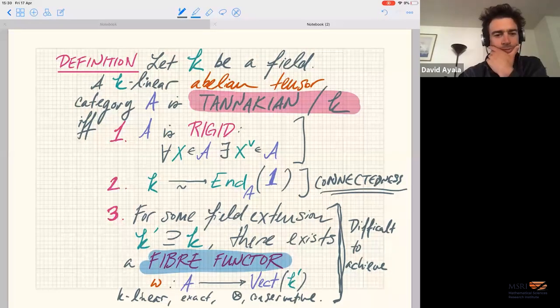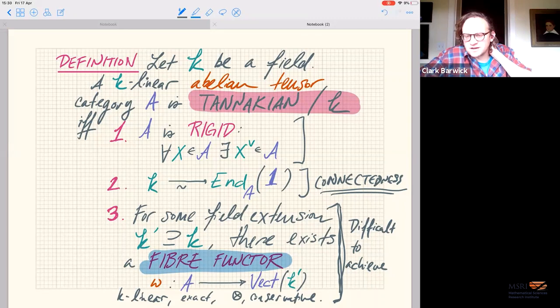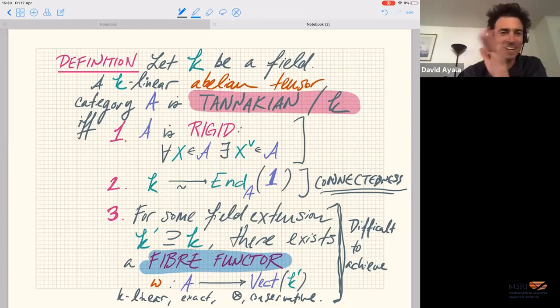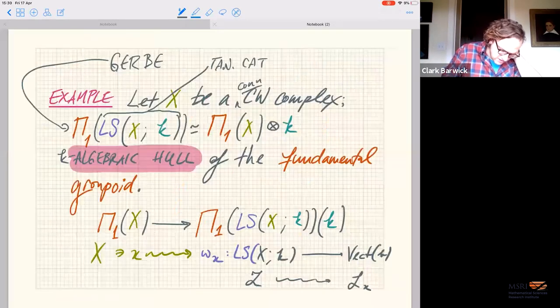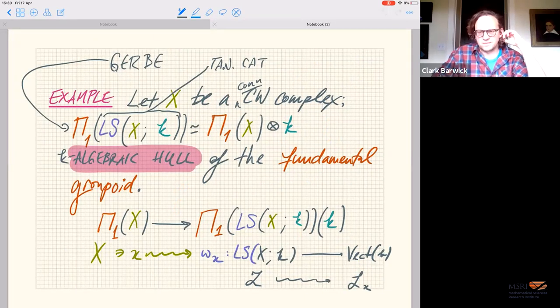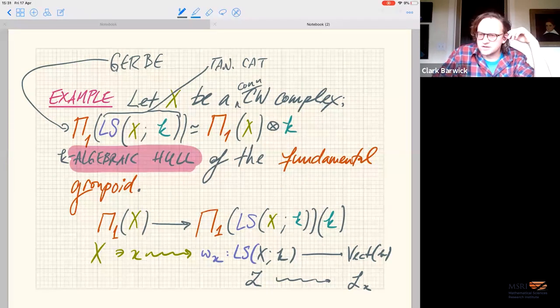Item 2. What's that? What'd you say, David? Oh, nothing. Item 2. Yeah, so this connectedness here is the connectedness of our X. Thanks, Tomer. Yeah, that's right. So this is a Tannakian category if X is a connected CW complex. Let's see. What other things did you want type checked, Aaron?